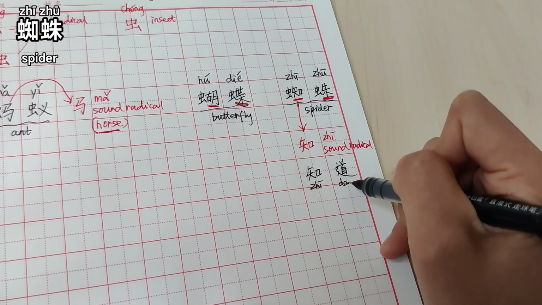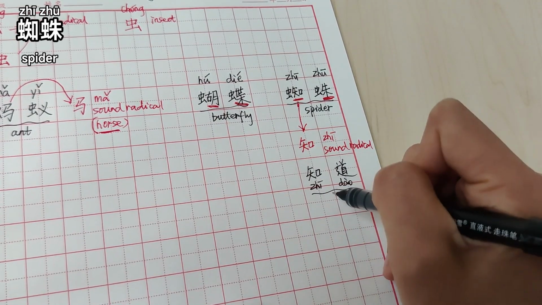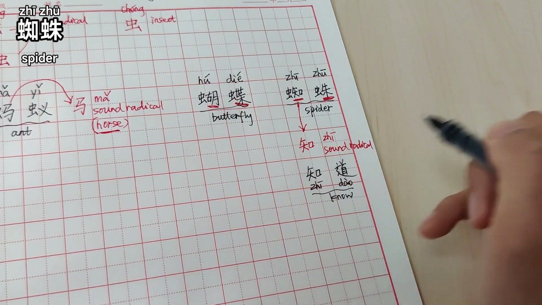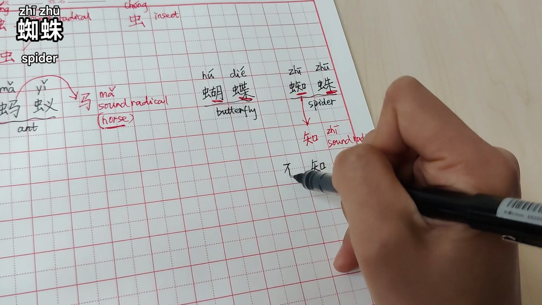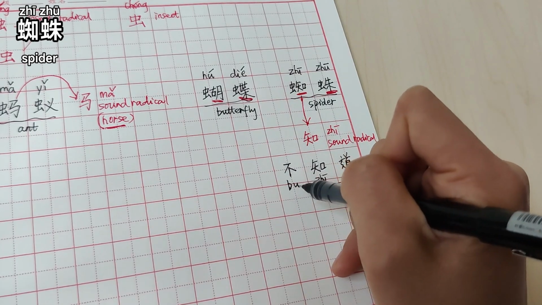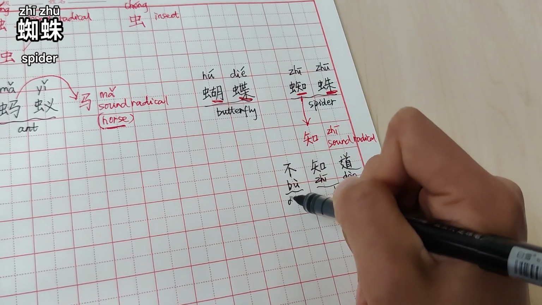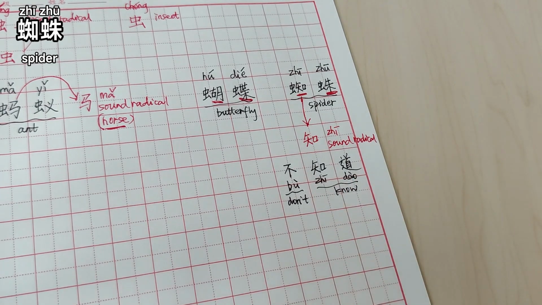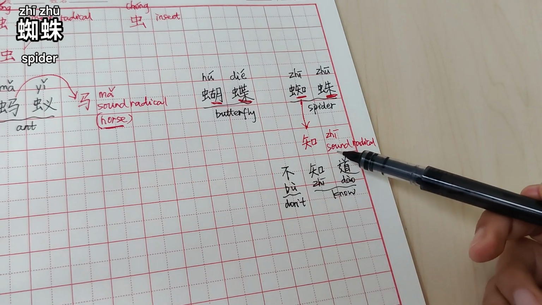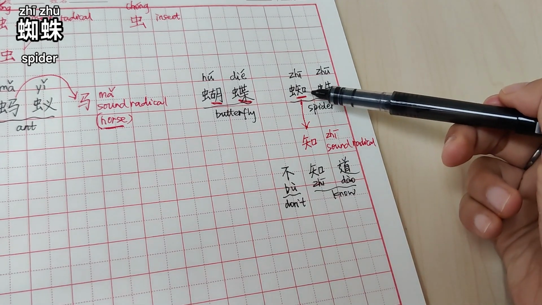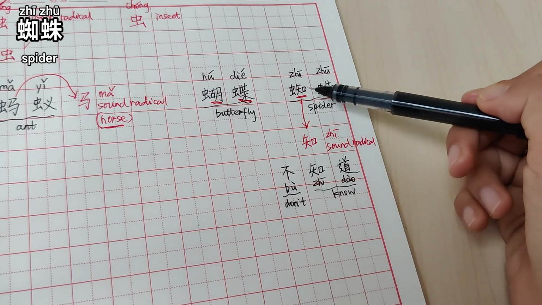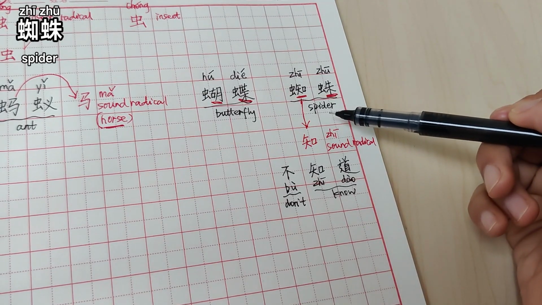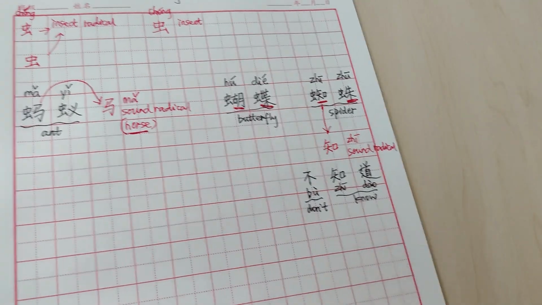Zhi dao, which means know. And 不知道, which means don't know. But as you can see, the 知 serves as a sound radical in the 蜘, and it will not bring the know meaning to a spider. Okay, then let's get to the next one.